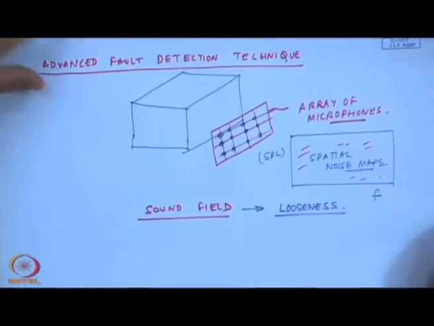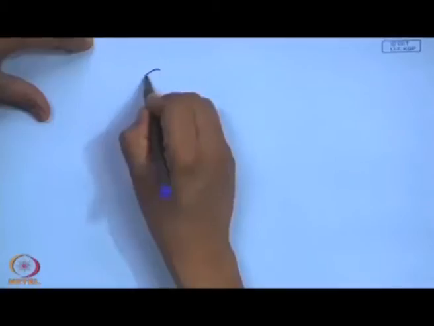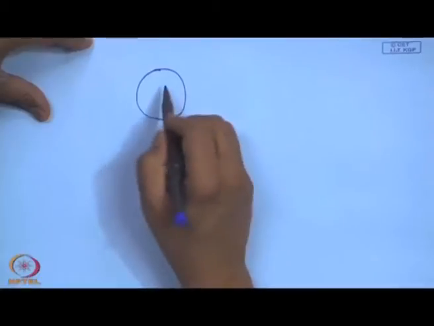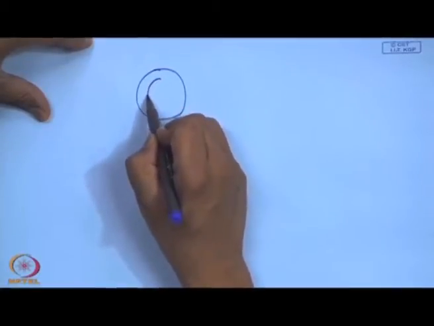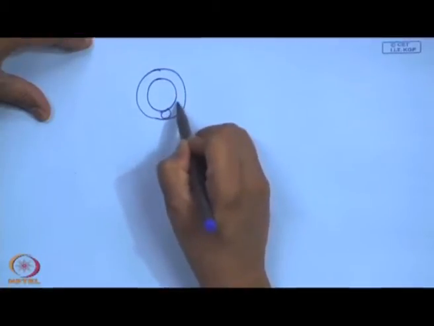But sometimes we purposefully have things made loose. For example, a rolling element bearing.